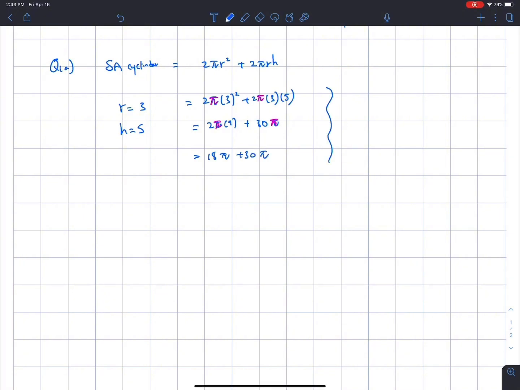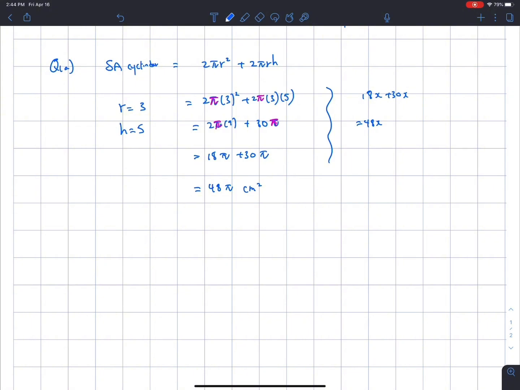You have already done chapter 5. You have already done the algebra chapter. If you haven't done it yet, you need to go tell your teacher, tell the teacher assistant that you want to finish chapter 5 first, because chapter 3 requires a lot of algebra work. Okay, so you already know that 18x plus 30x equals 48x. So there's no difference here. 18 pi plus 30 pi is just 48 pi. And that's the answer, 48 pi centimeter square.